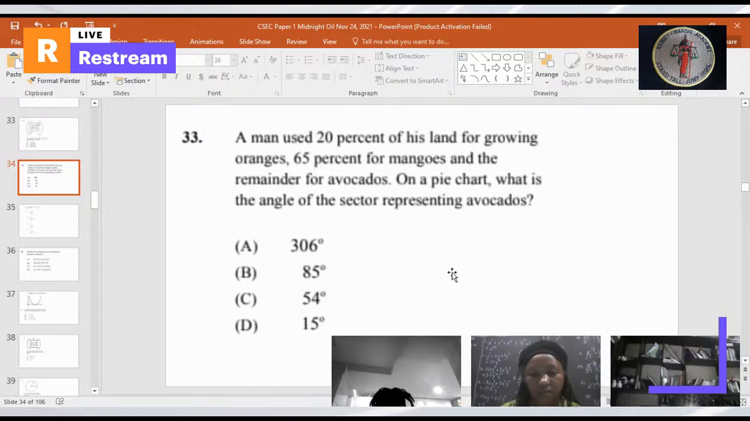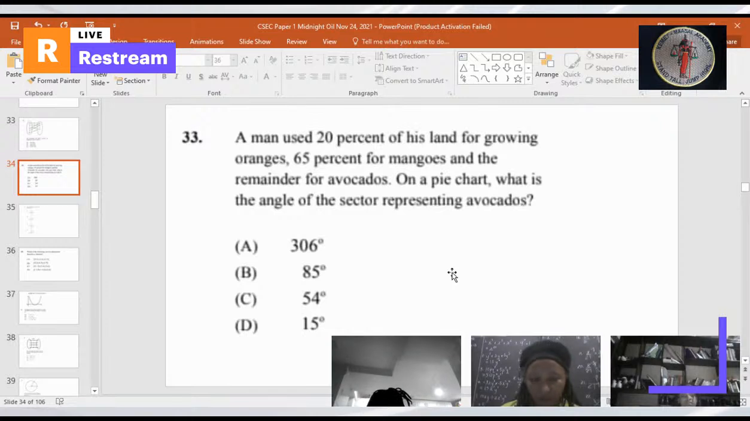So you're working out 85% of the 360? Oh no, miss, I'm sorry. 100 minus 85, which means the remainder would be 15%. So 15% of the 360. And that is how much? That would be 54 degrees, which is C.